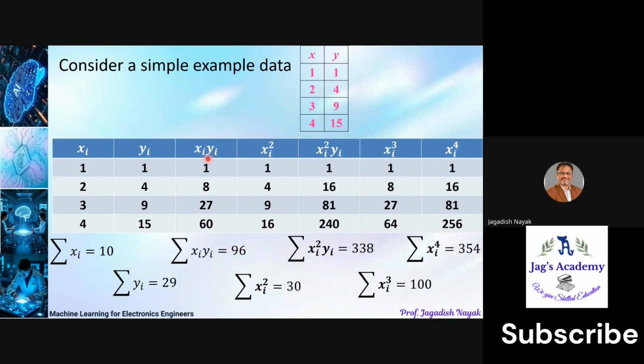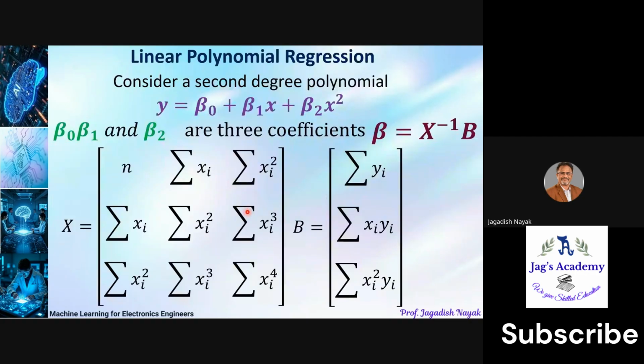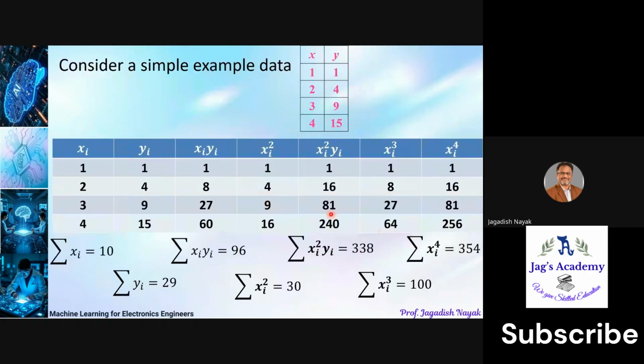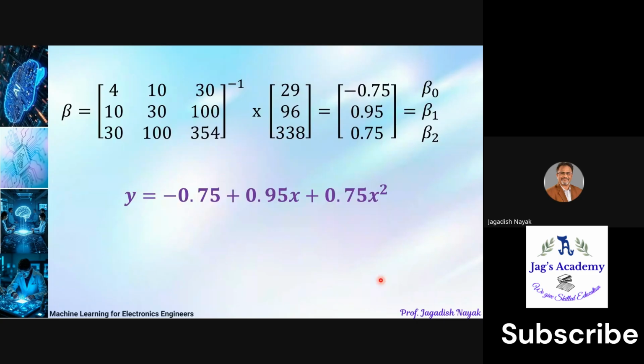Now, what is xi yi? Because somewhere you need xi yi. Summation xi yi is required. You make that. You get xi square, then xi square yi, the square of this into yi, then xi cube and xi to the power of 4. Then calculate the sums, because these are the sums you're going to use. This sum is 10, this is 30, this is 29, this is 96, this is 100, and this is 354. Hope all of you understood this.